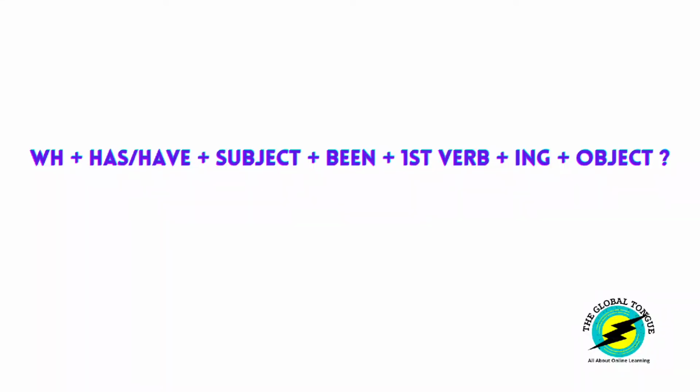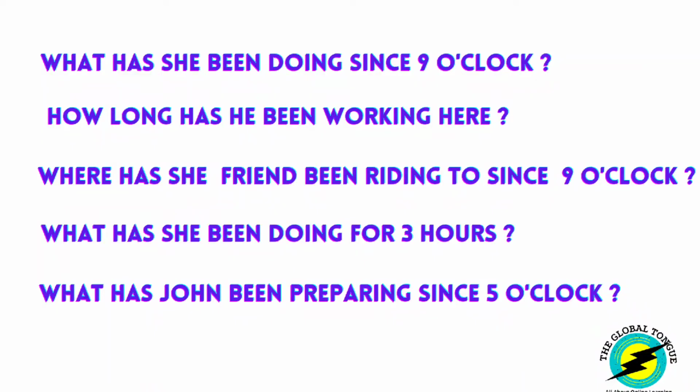So the formula for present perfect continuous tense questioning technique will be: we need WH plus has or have plus subject plus been plus first form of verb plus ing plus object. So what has she been doing since 9 o'clock?